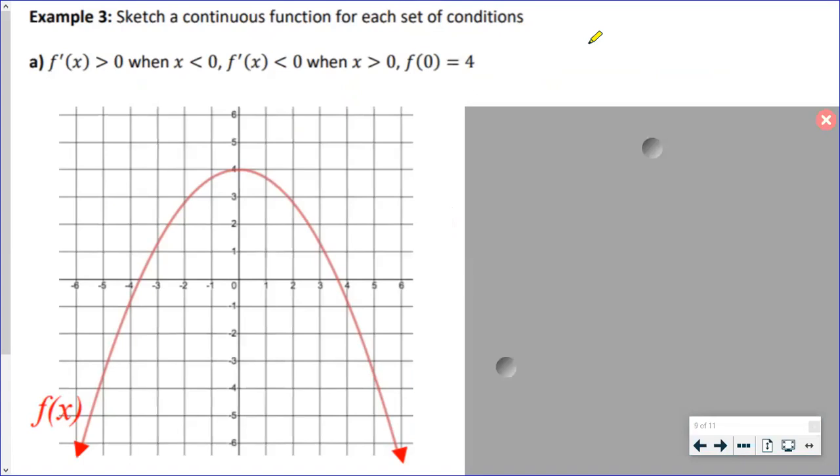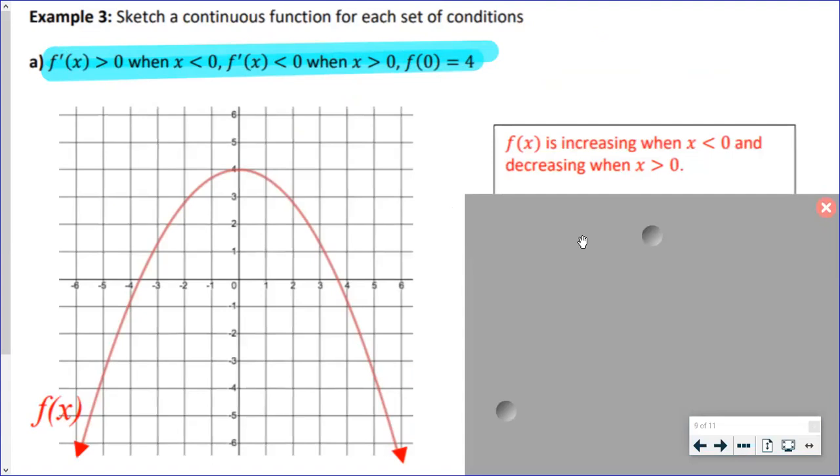If you were just given these conditions and you had to sketch a function with these conditions, what do we know? F of x is increasing when x is less than 0 and decreasing when x is greater than 0. How do we know that? The derivative function is above the x-axis when x is less than 0, so the graph has to be increasing. And when the derivative function is below the x-axis, when x is greater than 0, the function has to be decreasing.